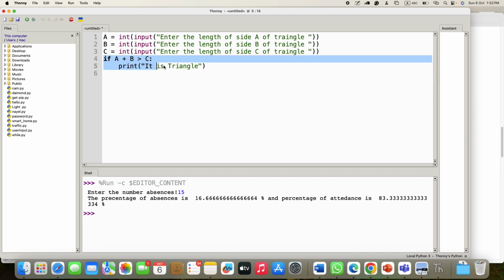Now, if A plus B is greater than C, that's a triangle. What about if that is not the case? Then you want to make sure that B plus C is greater than A.